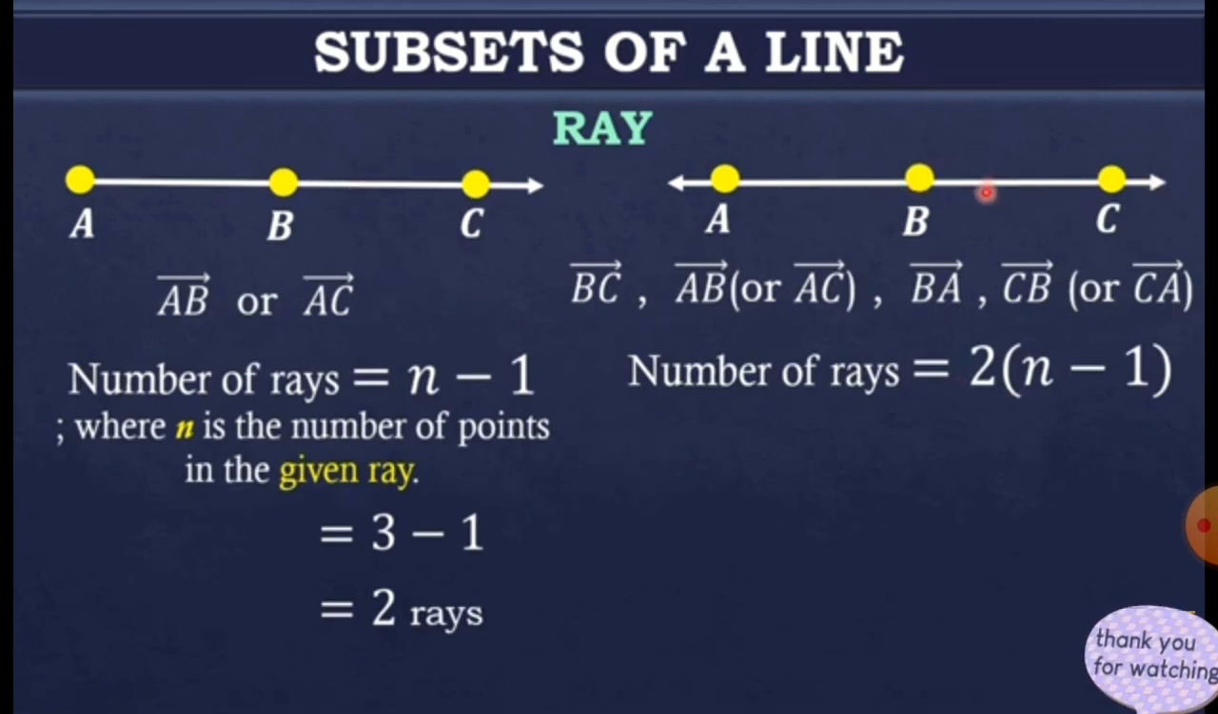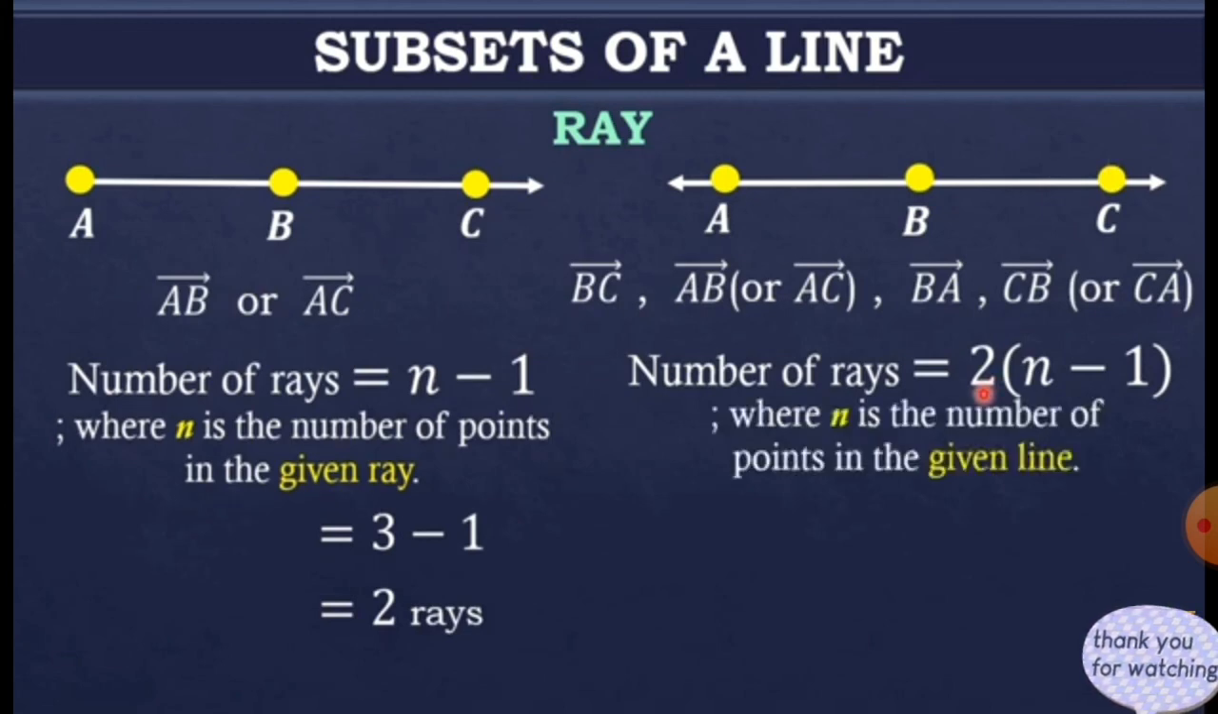Now, kung meron kang dalawang ray, nakakabuo tayo ng line doon. Okay? Nakakabuo tayo ng line. Kaya, nagta-times 2 po tayo dito. Okay? So, number of rays, so 2 times the quantity of n minus 1.